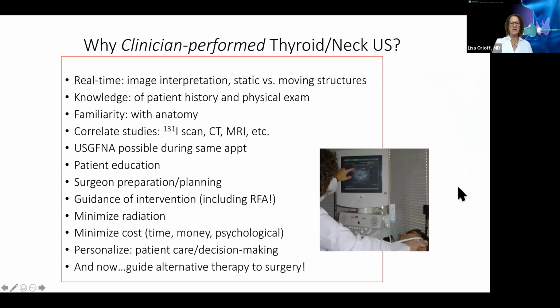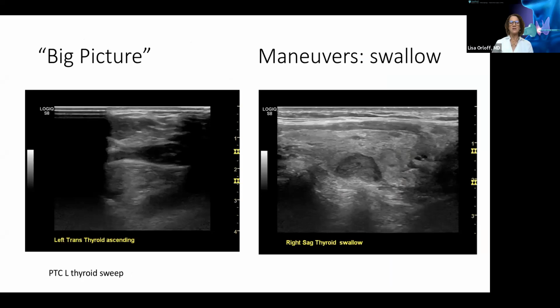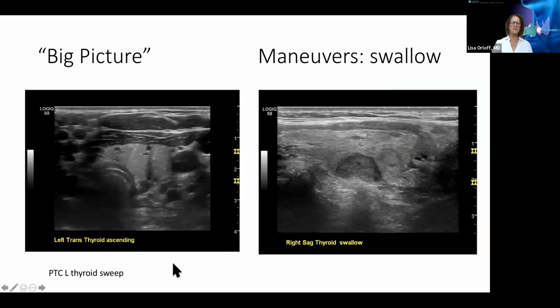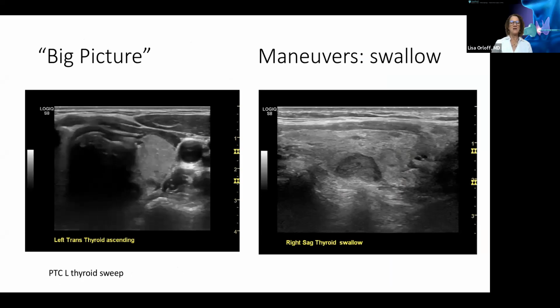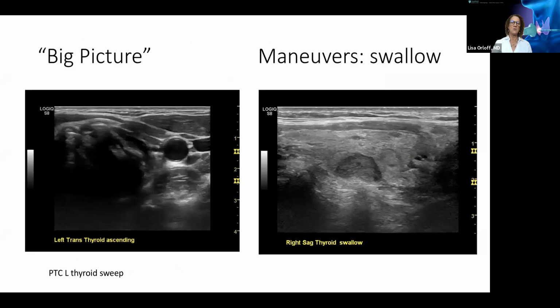Ultrasound delivers no radiation. It's the least costly of the imaging studies for the thyroid, and it does allow for personalized care and decision making. So on the left, you get the big picture view of the thyroid with nodularity that may be hard to characterize on a TI-RADS type scoring system, or there may be nodules that have indistinct borders and may be hard to measure.